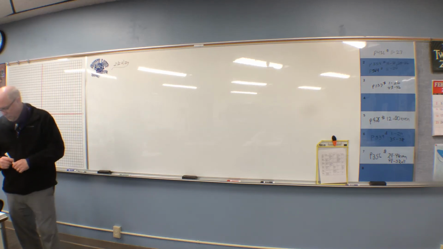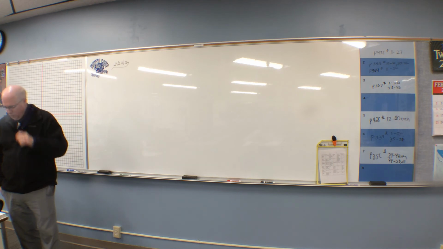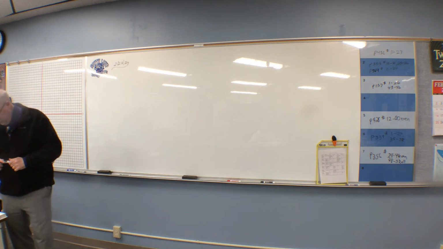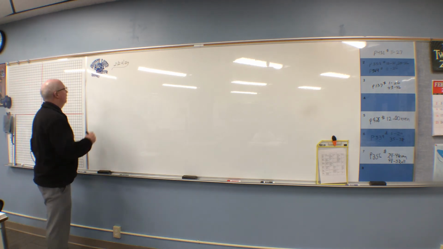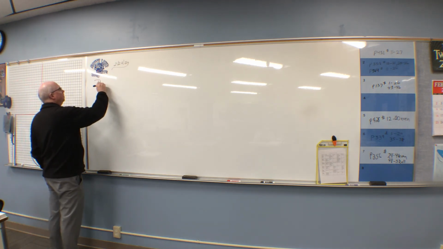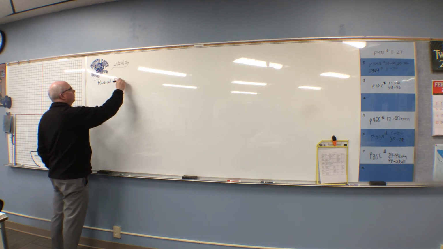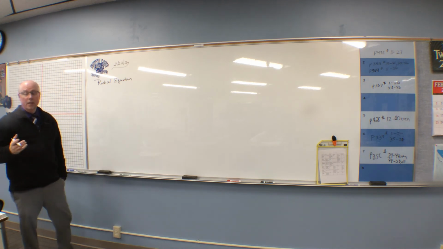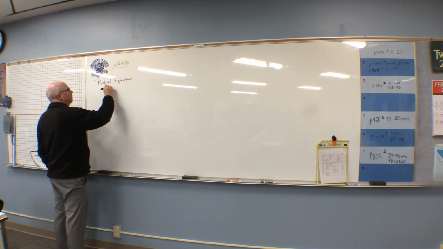Okay, this is Algebra 2, section 5-6, solving radical equations and inequalities. We're on page 352. We first need to define what a radical equation is. A radical equation is a type of equation in which the variable is underneath the radical sign.